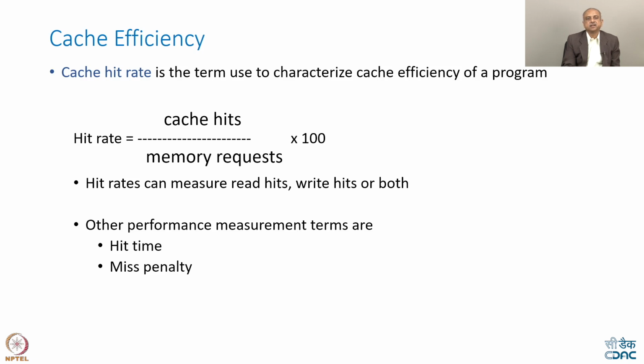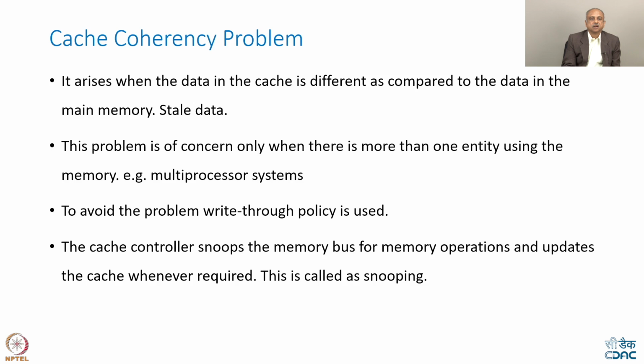So, hit rate is the term that we use to indicate how well the cache system is performing. Hit rate is a ratio of how many times the data was served from the cache vis-a-vis the total number of memory requests. So, hit ratio is the primary way of understanding cache efficiency. One can also quantify it by how many cycles are taken when there is a hit and how many cycles are needed when there is a miss.